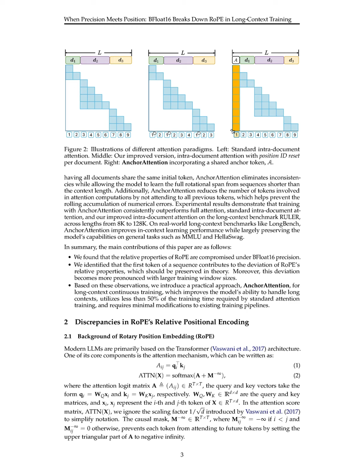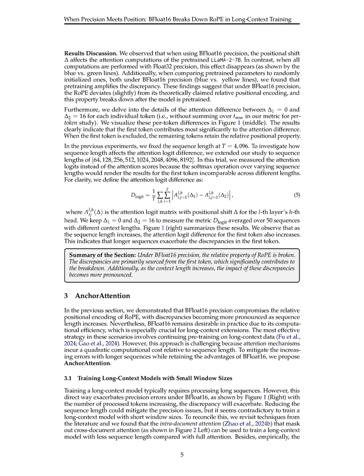Additionally, real-world long-context benchmarks like LongBench were utilized to assess in-context learning performance while preserving general task capabilities, measured through metrics such as perplexity (PPL) and performance on the RULER benchmark. The RULER benchmark specifically tests abilities like locating data within vast content and tracing relationships across broad contexts, making it suitable for evaluating long context processing. Overall, the results demonstrated that training with AnchorAttention consistently outperformed other attention mechanisms across various context lengths, confirming its effectiveness.